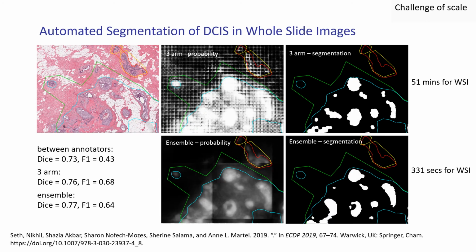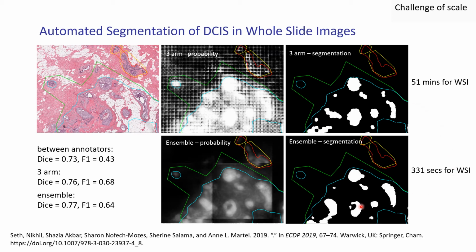Then when he looked, the highest F1 score was obtained using the 3-arm method. So this is where you feed in 3 different arms of a U-net with each of the different scales and then combine that information. And you can see that we get very nice appearing segmentations, quite high accuracies. It takes quite a long time, so we're almost at an hour for a whole slide image, which is fine for 1 or 2 images, but we have thousands in our data set that we need to segment, so this is a bit of a problem for us.